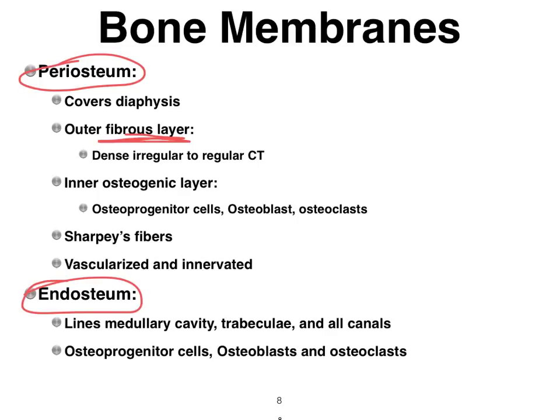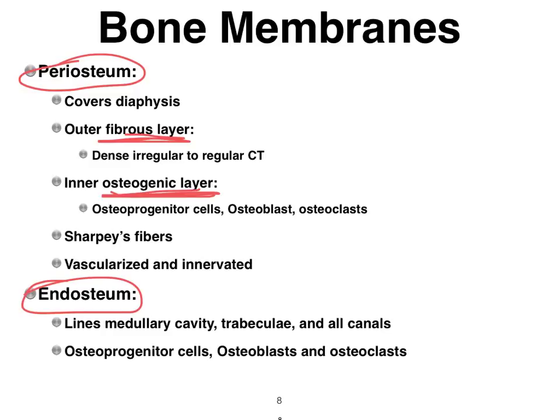It's vascularized, it's innervated, and it provides some protection. But the inner layer, the layer that actually touches the bone itself, is just a bunch of bone cells, which we haven't said a whole lot about yet. And therefore, we refer to this layer as the osteogenic layer. You'll find out here in just a second why it's called osteogenic layer.